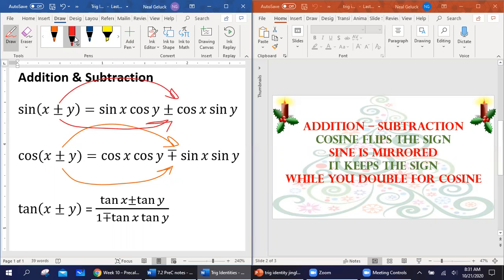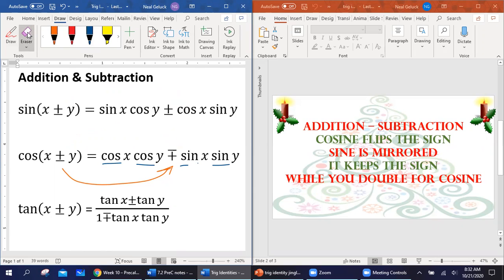While you double for cosine, I don't mean 2 times cosine. I mean it goes 2 coses, cos, cos, 2 sins, sin, sin. The big thing to remember with these identities is that you don't distribute the trig through. So it's not like I would say, oh, the sine of x plus the sine of y. You don't distribute a function. It doesn't make any sense.